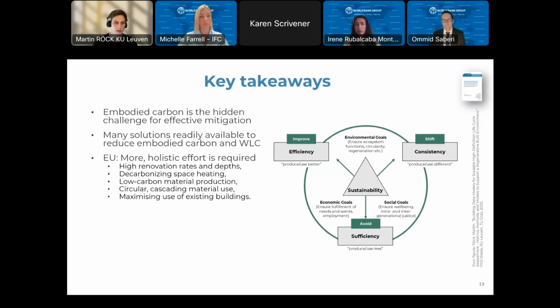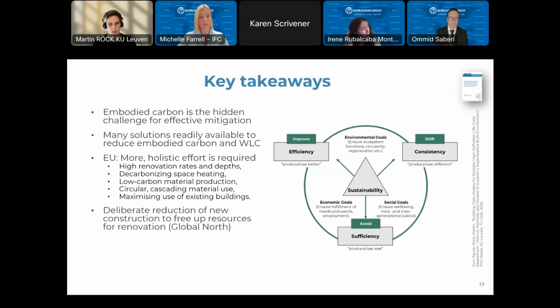And here I just wanted to put again the three main strategies that we looked at. So improve, which relates to efficiency strategies, shift, which aims at consistency, producing different, as well as the avoid strategies, which relate to sufficiency, and there the target is to produce or use less. And we saw that for Europe, and I'm taking this here as an example of Global North countries and Global North building stocks.